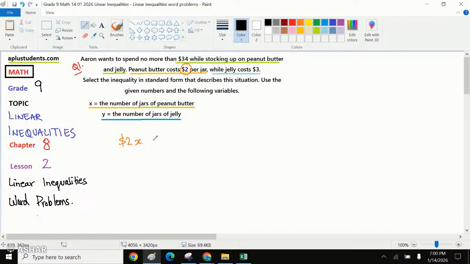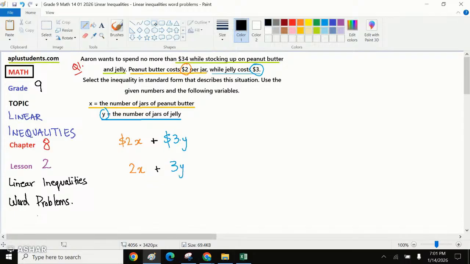What else did Aaron buy? Aaron bought jelly as well. Each jar of jelly costed $3, right? And the jar of jelly was represented by a Y, right? So can we say that $2 into the number of jars of peanut butter plus the price, that is $3 into the jars of jelly, right?